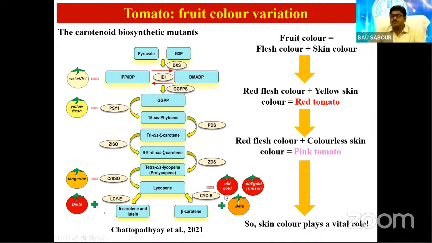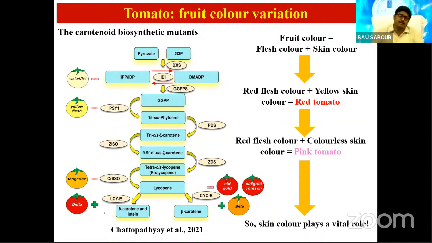And mutations in the CYCB gene can again give color variants, where the old gold and old gold crimson, these two mutants, contain a huge amount of lycopene, whereas the gain of function mutation of CYCB gives a tomato with high beta carotene content, and hence this mutation is termed the beta mutant. So these are only the mutations I have mentioned in the carotenoid biosynthetic pathway, but there are several other regulators of this pathway which add up to different color variation in tomato.